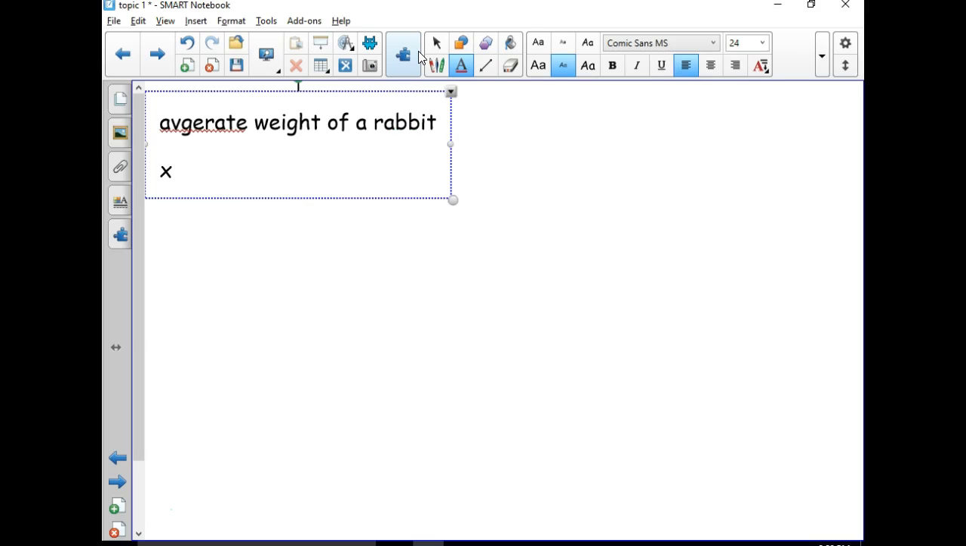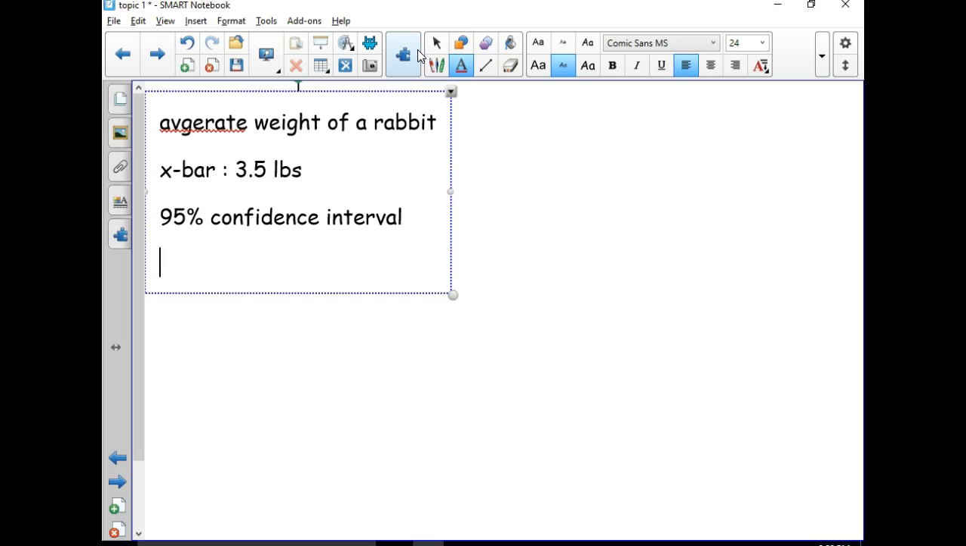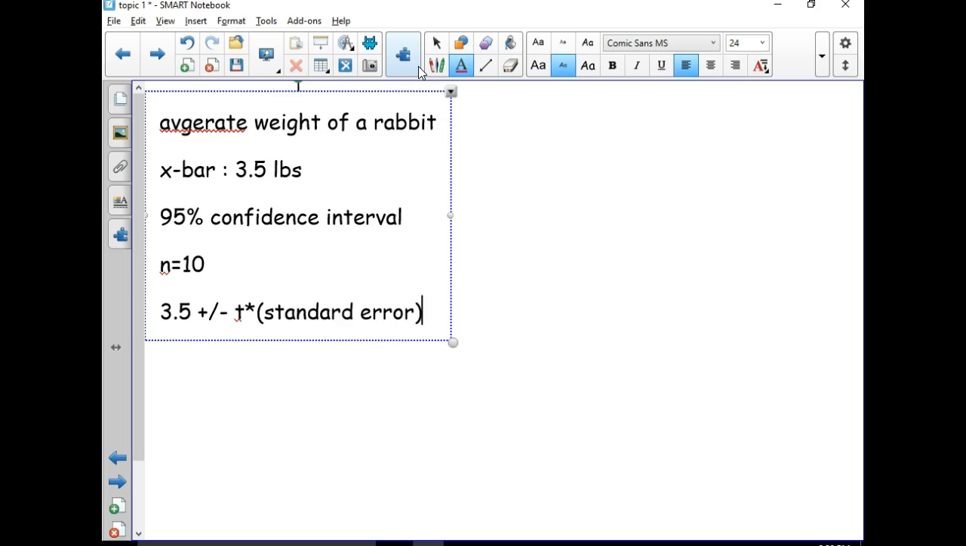Let's say X bar for a group of rabbits is 3.5 pounds, and I want a 95% confidence interval. Now let's say I have a sample size of 10. Am I dealing with a T interval or a Z interval? A T interval, because I have the X bar. So I take that X bar, 3.5, plus or minus the critical value times the standard error. That's how I get my upper bound and lower bound.